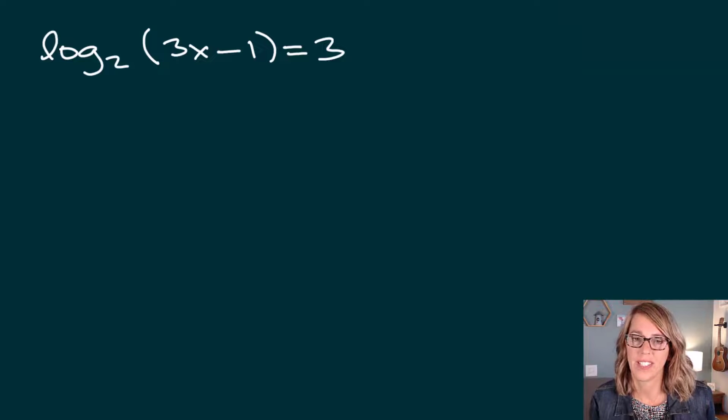We're going to start by solving this logarithmic equation that has a single logarithm in it, and then we're going to move on to some that have multiple logarithms in it. Let's go ahead and start with this one. So I've got log base 2 of 3x minus 1 equals 3.